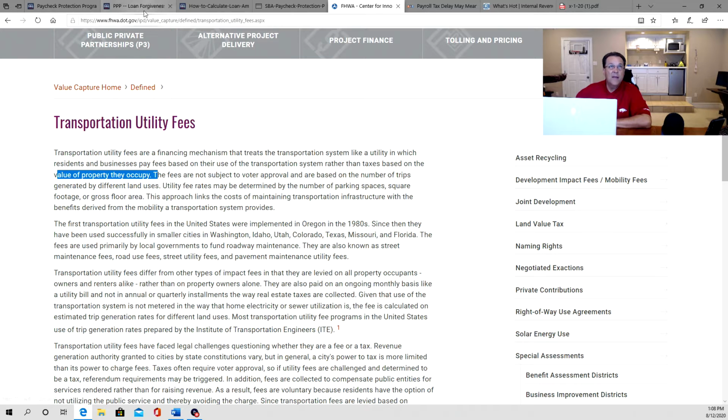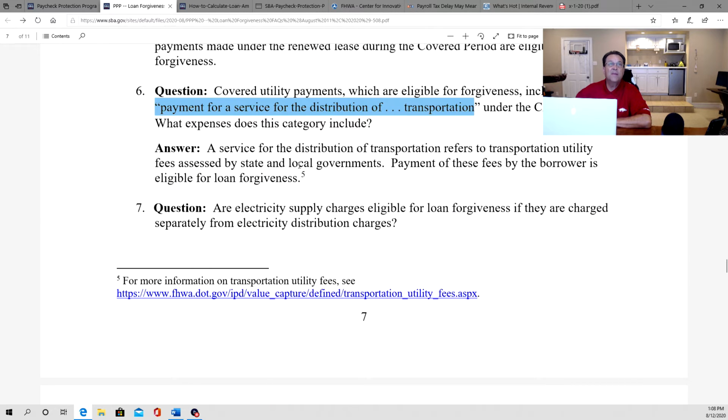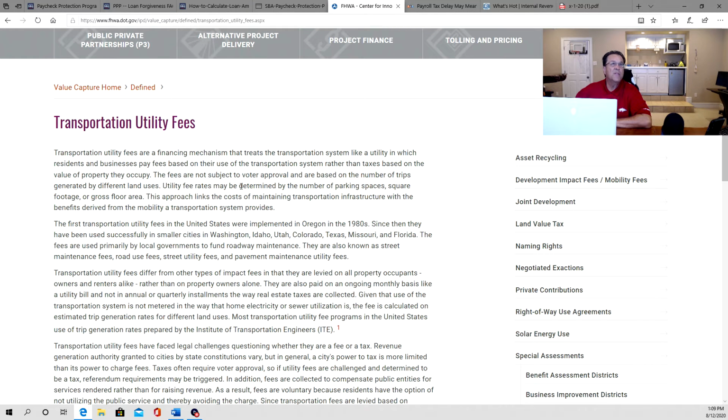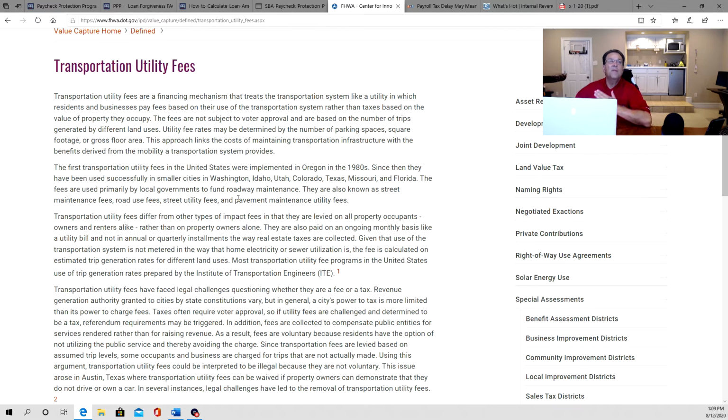So in the rule right here from the SBA, covered utility payments, utilities are electricity, gas, and then it says transportation. It's now defined here as covered utility payments, a payment for a service for the distribution of, and that's where we go here for transportation. This is what they're referring to. So it's not vehicles and whatnot and all of that, of company cars and all that, and you thinking you can go get a car and be able to write that off.